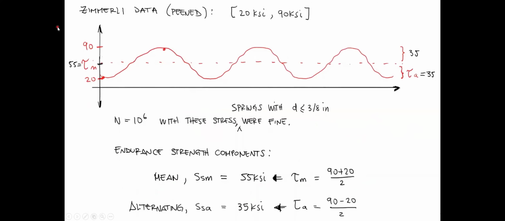Okay, there's one example here. If this spring is under two stresses, cyclic loading, 20 KSI and 90 KSI, so it's a cyclic loading between these two shear stresses, whose mean stress equals 55, sigma m, and sigma a, which represents the alternating shear stress, equals 35 KSI.